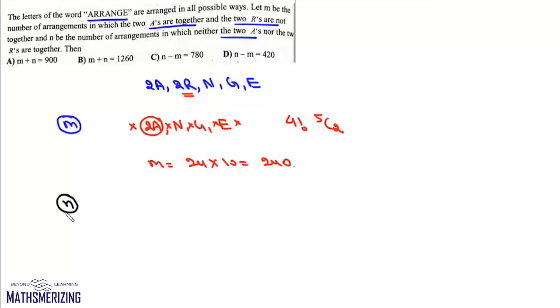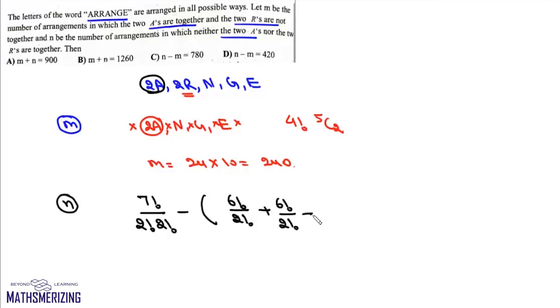Now for this n, it says neither two R's are together nor two A's are together. So what we'll do is we'll find total number of arrangements, and total number of arrangements is given by factorial 7 upon factorial 2, and from that we'll subtract all the cases where at least one of A or R they are together. Now if two A's are together, now we have 6 objects. It can be done factorial 6 divided by factorial 2 plus now 2 R's are together, which again is factorial 6 upon factorial 2 minus A intersection B, which is when both 2 A's and 2 R's are together. This is nothing but factorial 5.